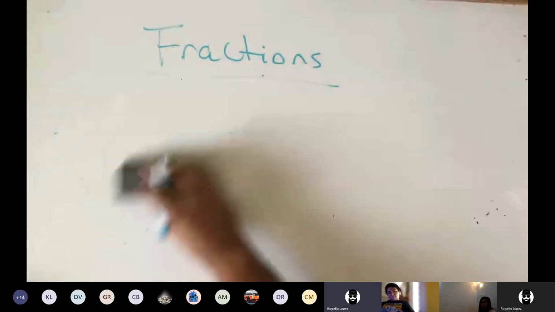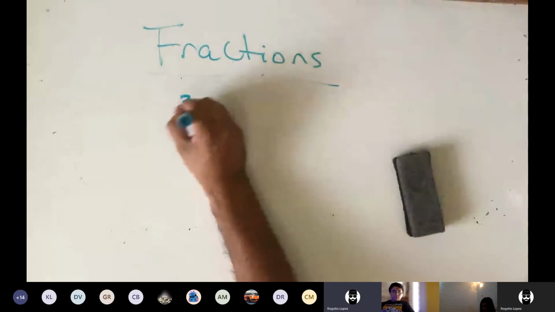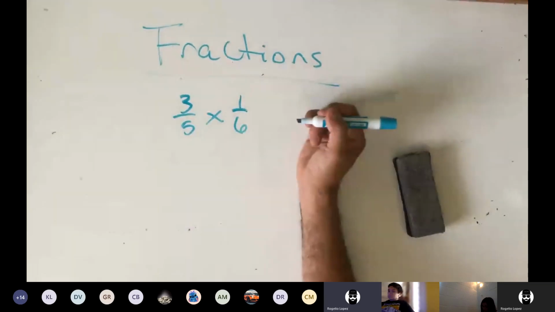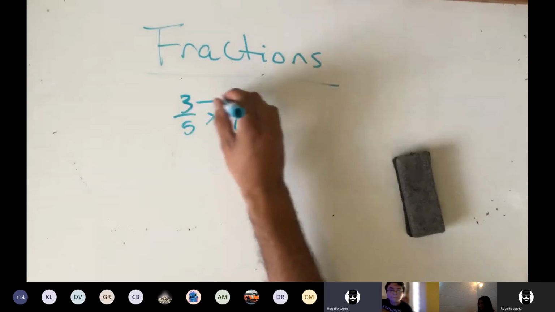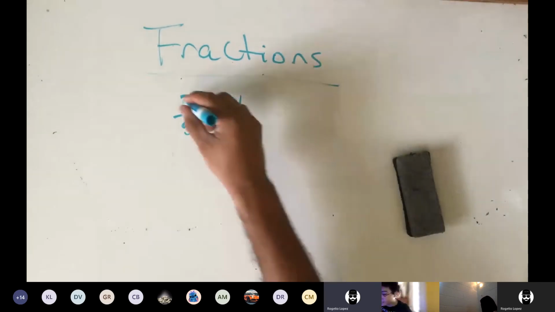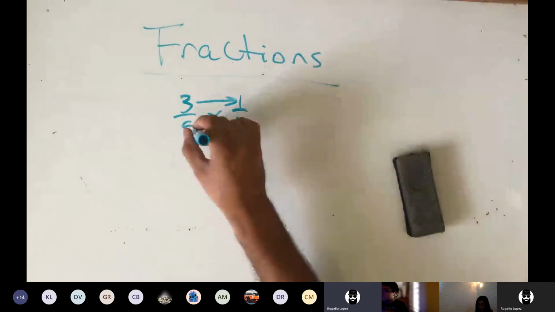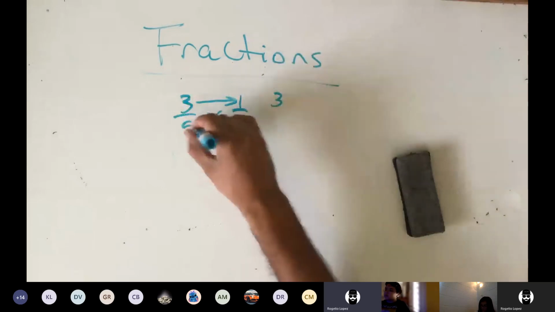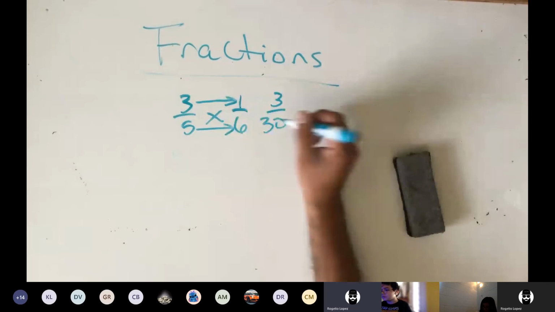Multiplication is the easiest one because it's just straight across. So if I have 3/5 times 1/6, I don't have to find common denominators. I can just go ahead and start. And it's always this way. It's never cross multiply, not 3 times 6, not 5 times 1. It's straight across. So here I have 3 times 1 is 3, and 5 times 6 is 30. And that's my answer. It is right.